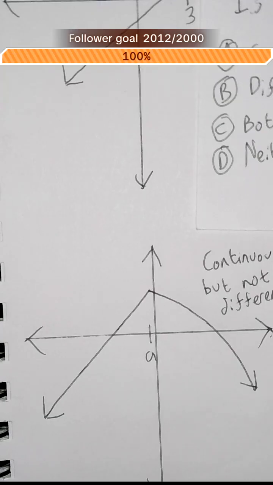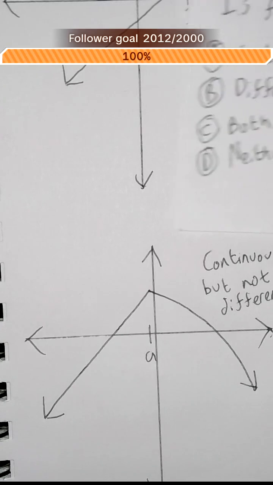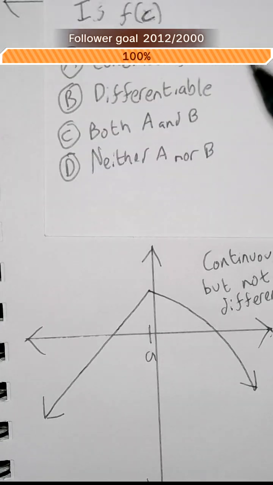Very good. So here's a question. Can a function ever be just differentiable and not continuous? What do we think? Can a function ever be differentiable but not continuous?